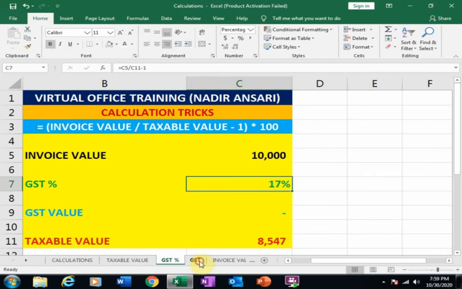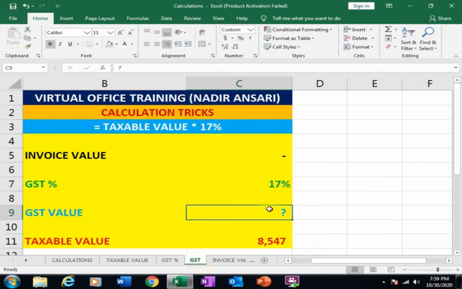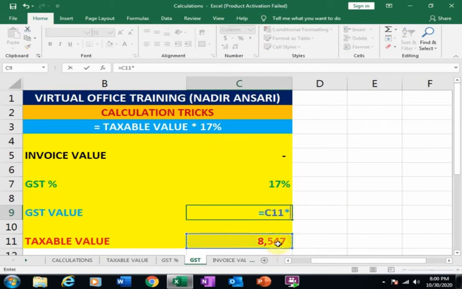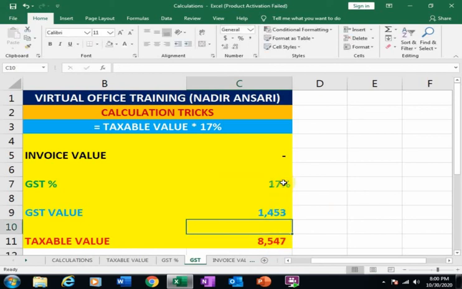Now look at another sheet. Here I want to find the GST value. How can we calculate the GST value? Here taxable value and GST percentage are given. Taxable value multiply by 17%. If it is 18%, you have to multiply by 18%. Just type equal to taxable value multiply by GST percentage. Now you will get the GST value.